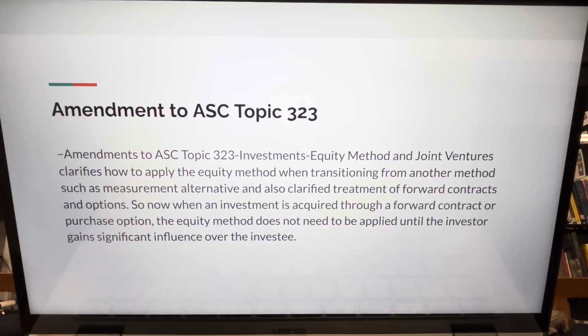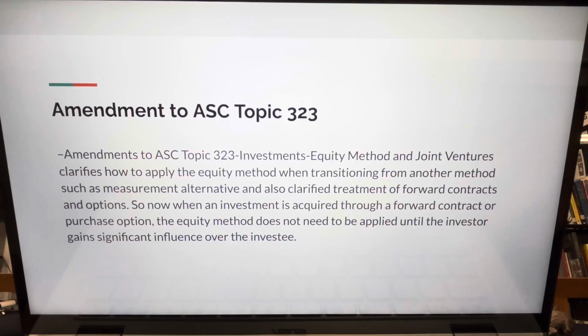Amendment to ASC Topic 323 gave guidance on when an equity investment accounted for under the measurement alternative 321 becomes subject to the equity method. The investor does not remeasure the investment. It rather carries forward the existing amount as the initial cost basis under the equity method.